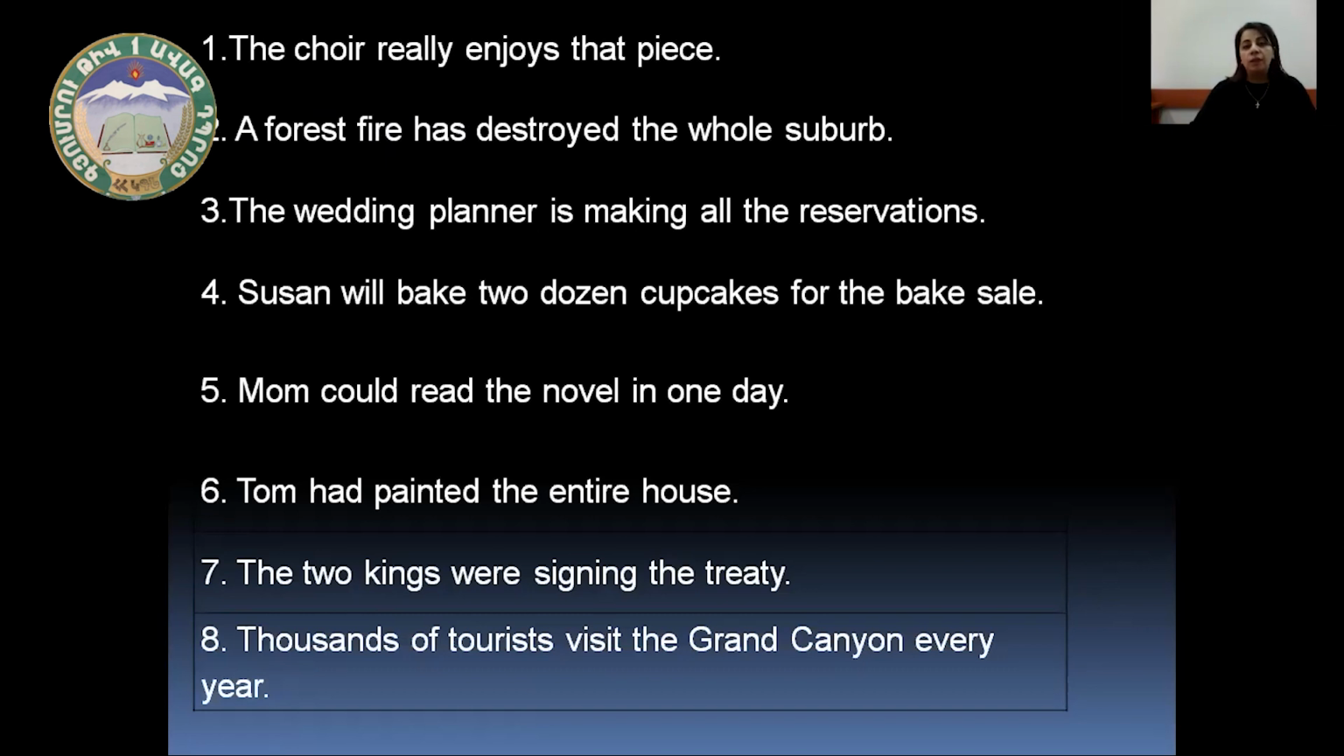The second, a forest fire has destroyed the whole suburb. You have to be careful with the tenses. The wedding planner is making all the reservations. Susan will bake 24 cupcakes for the bake sale. Mom could read the novel in one day. Tom had painted the entire house. The two kings were signing the treaty. Thousands of tourists visit the Grand Canyon every year.